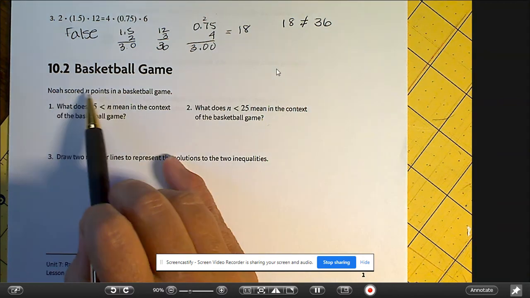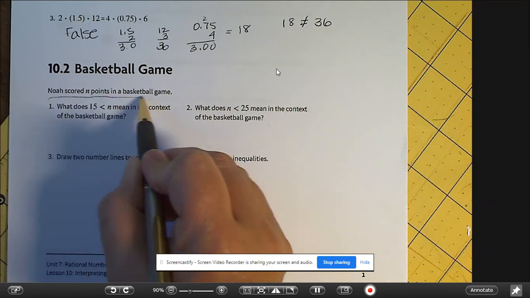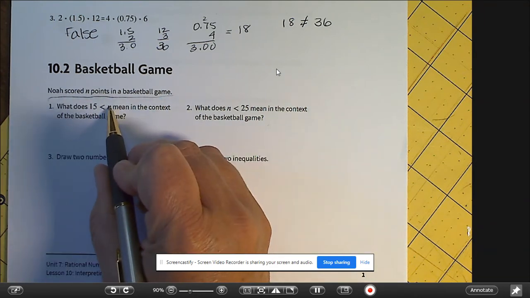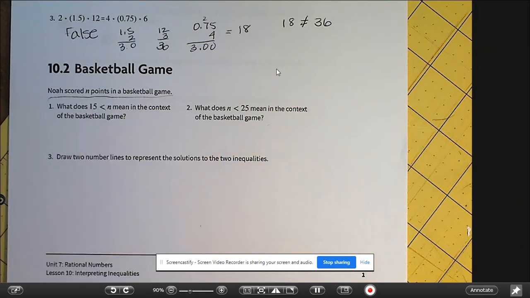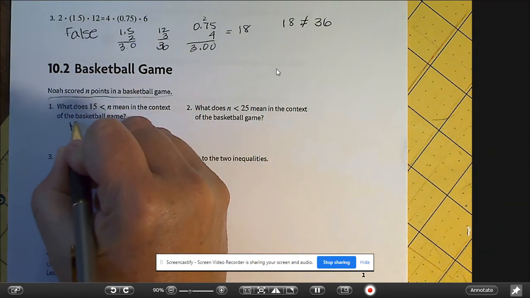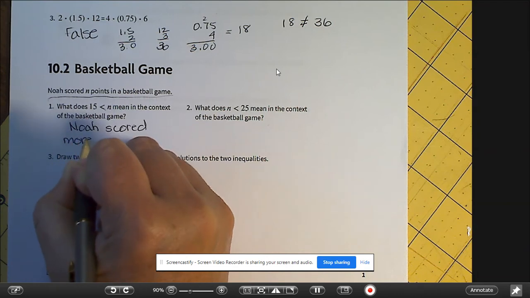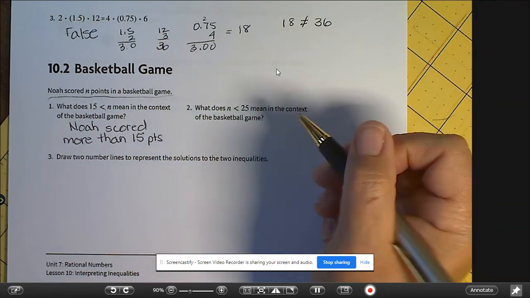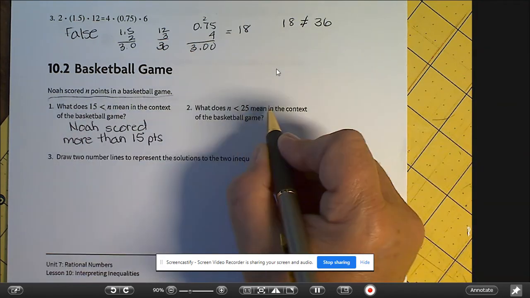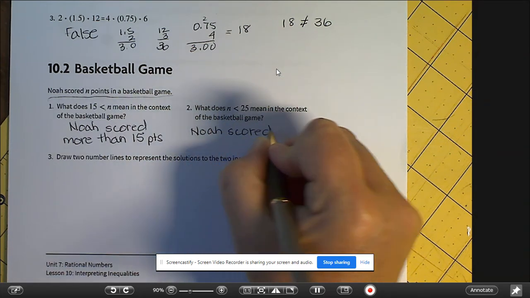Okay, 10.2, basketball game. What does 15 is less than n mean in the context of the basketball team? So Noah scored n points. So this means that Noah scored greater than 15 because the n is on the side with the greater than. So in this one, Noah scored more than 15 points. What does n is less than 25 mean in the context of the basketball game? It means Noah scored less than 25 points.